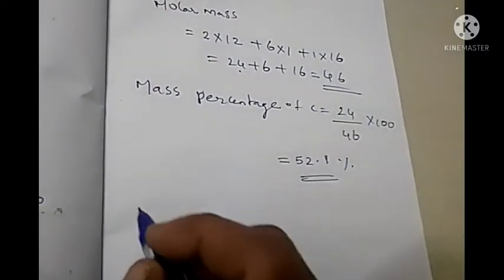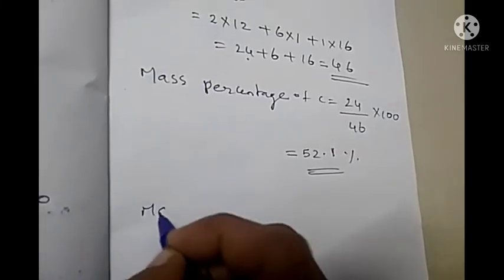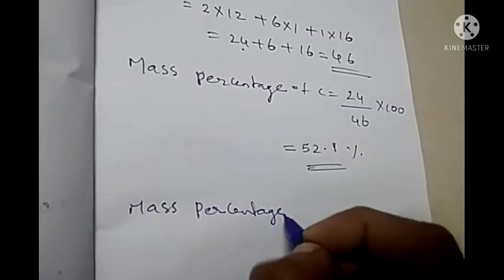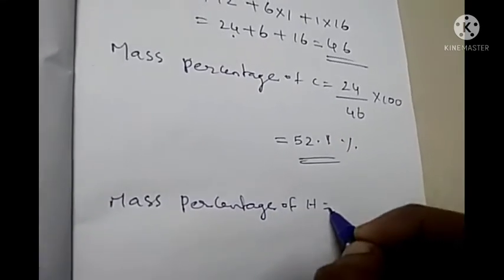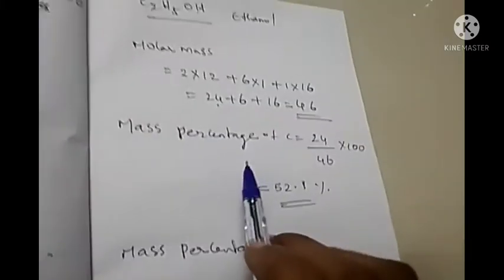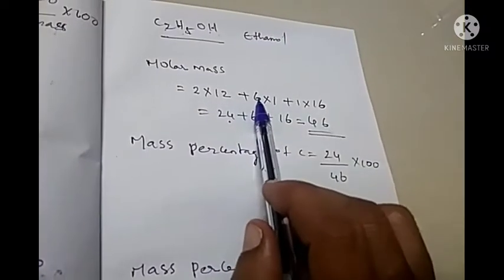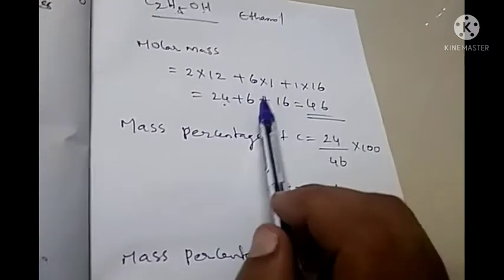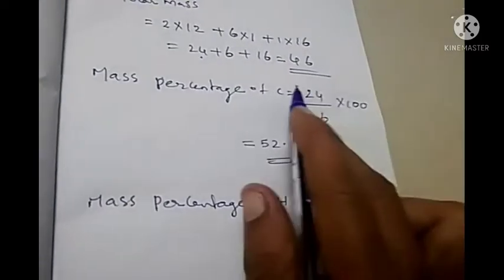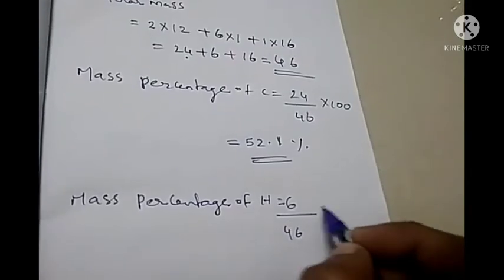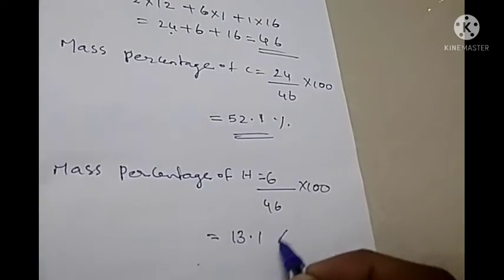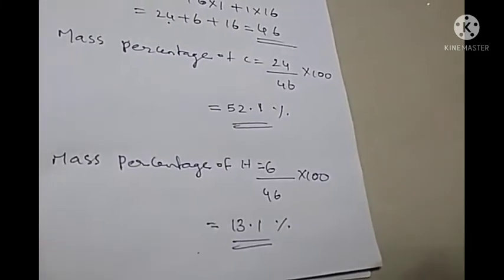Then the next element is hydrogen. So we can calculate the mass percentage of hydrogen. Mass percentage of hydrogen is equal to mass of hydrogen in that compound divided by molar mass. And what is the total mass of hydrogen in that compound? 6 hydrogen atoms are there, so 6 into 1, that is equal to 6. That divided by molar mass 46 into 100 is equal to 13.1%. That is the mass percentage of hydrogen.